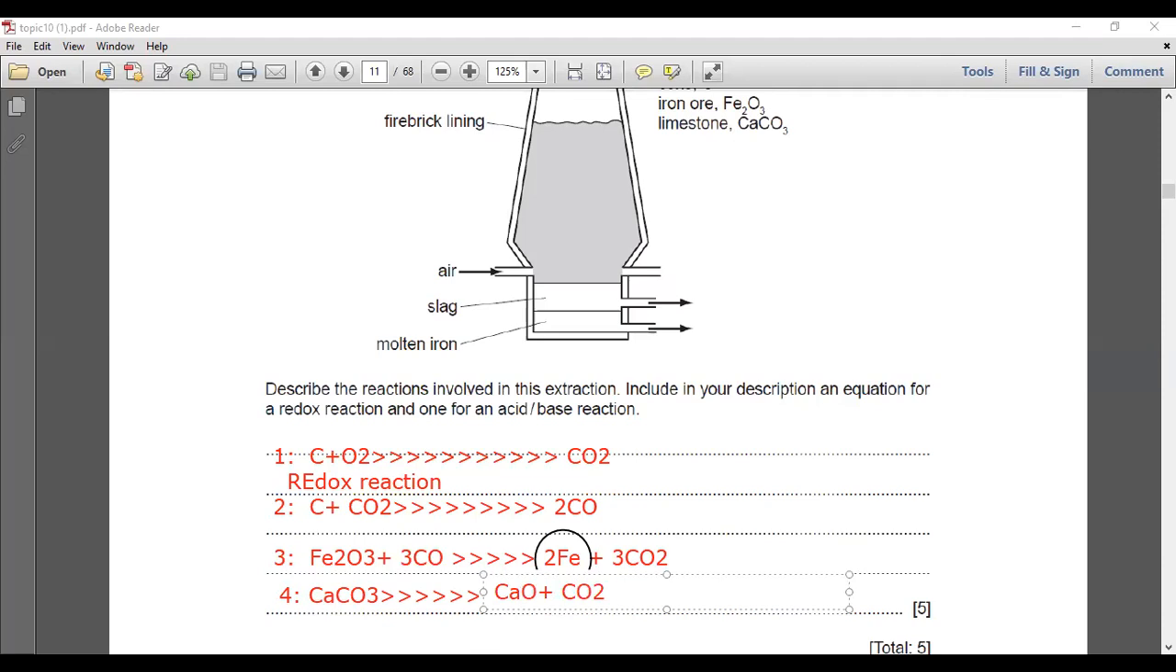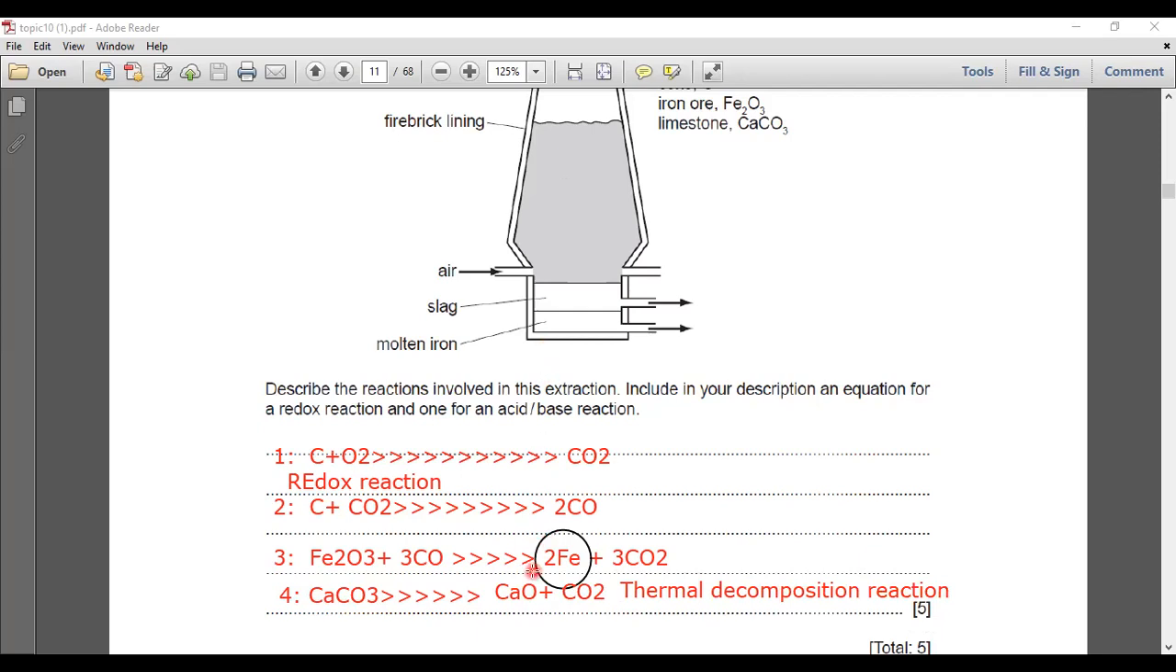What is the name of this chemical reaction? There is a specific name for this chemical reaction. A compound decomposed by heating. So what is the name of this reaction? It is thermal decomposition reaction. So this is thermal decomposition reaction. Okay.